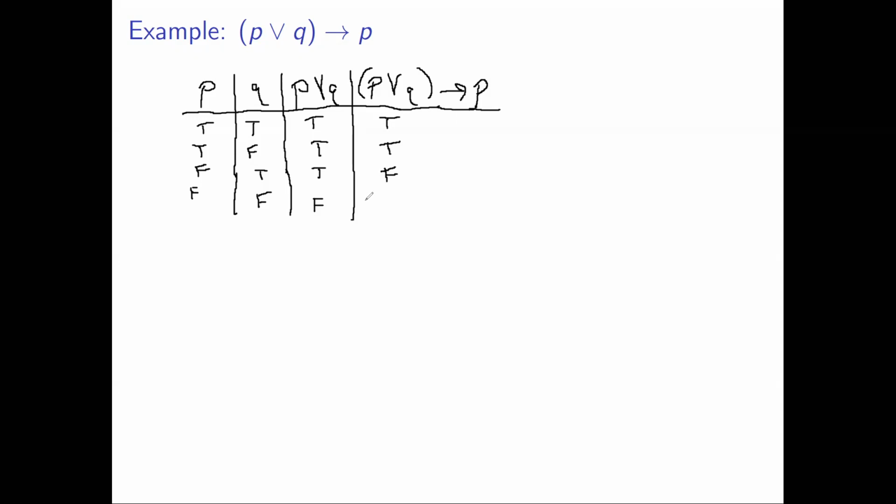So that last row, P or Q is false, the hypothesis is false, and the conclusion is also false. As long as the hypothesis is false, the implication is going to be true, regardless of the truth value of the conclusion. So here, the implication is true, but it's not a tautology because of this row. So this is not a tautology.